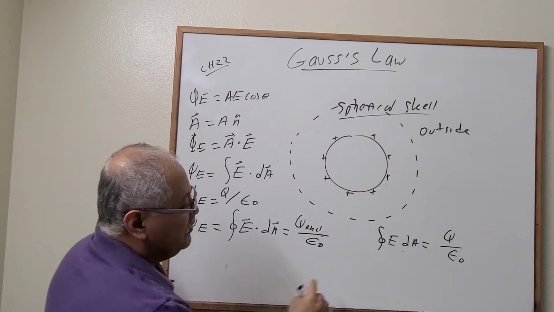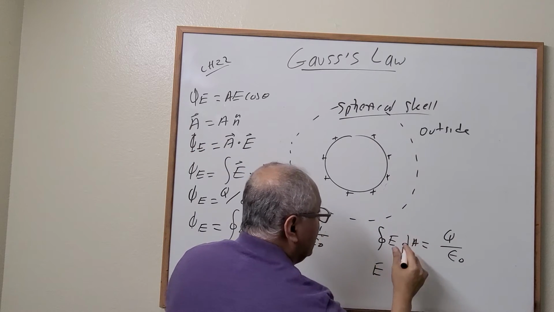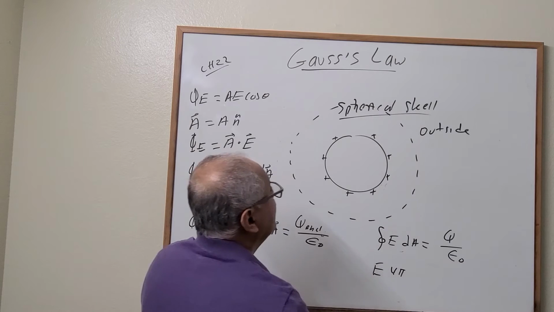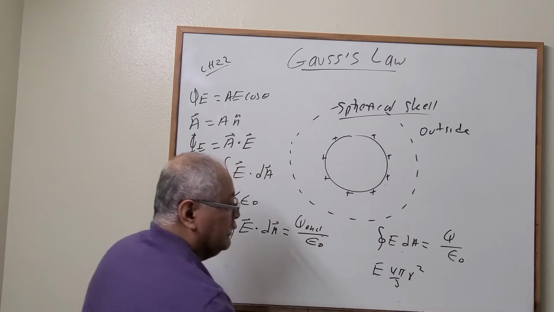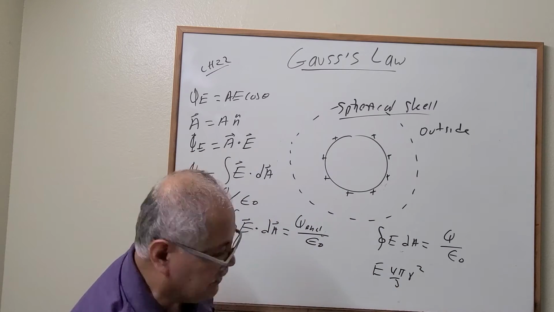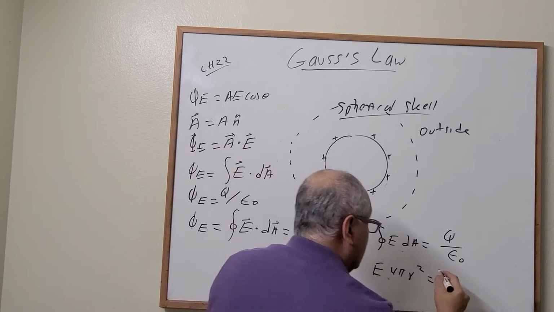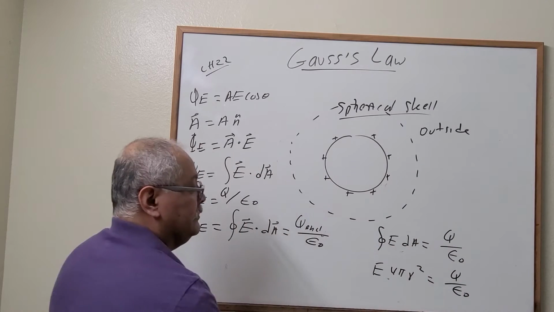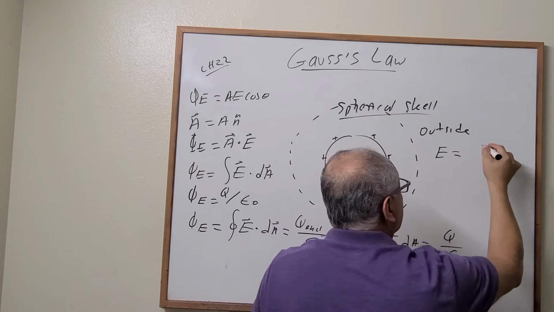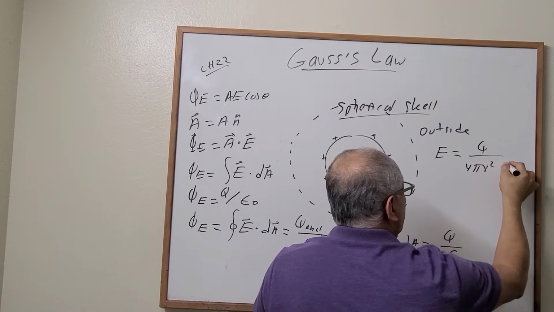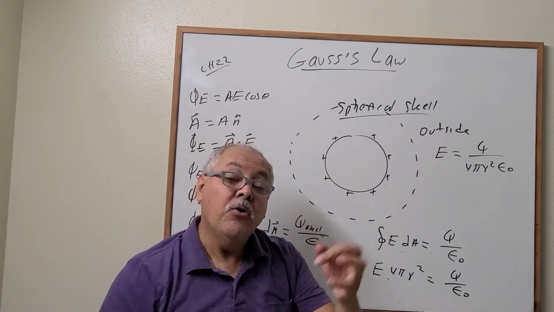Because the field is constant around this surface, we have the electric field times the area. What is the area? Should be 4 over 3 pi r squared. Is that the area of the sphere? No, that's not it. That's for the volume. It's 4 pi r squared. Perfect. So 4 pi r squared E equals charge over epsilon naught. From here we find that outside, the electric field equals the charge over 4 pi r squared epsilon naught, which is the same as a point charge.